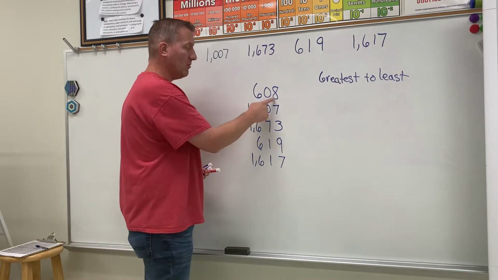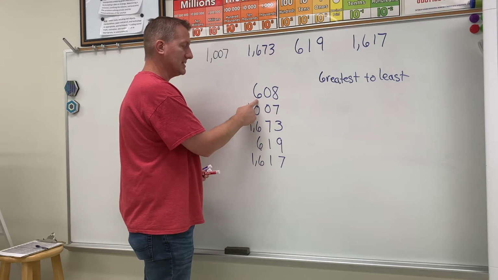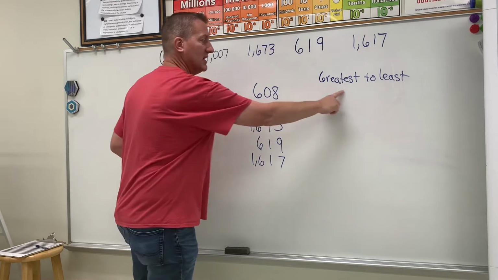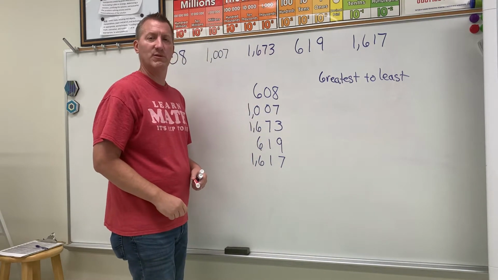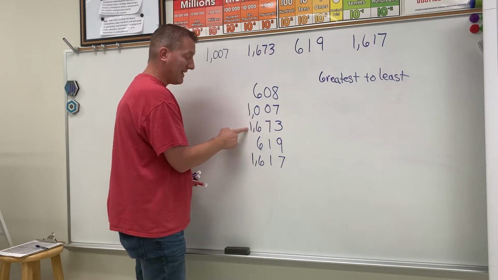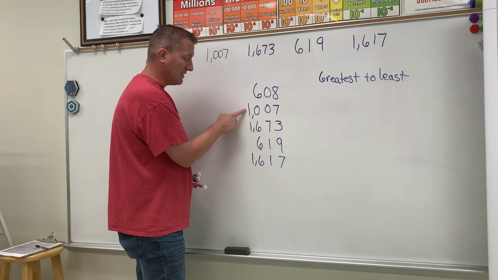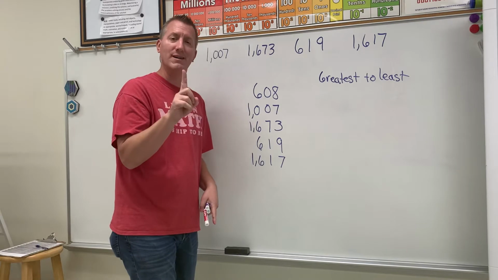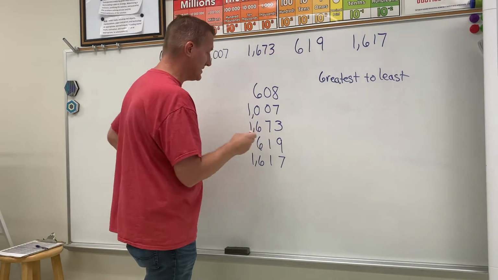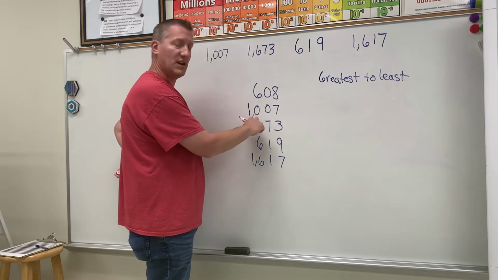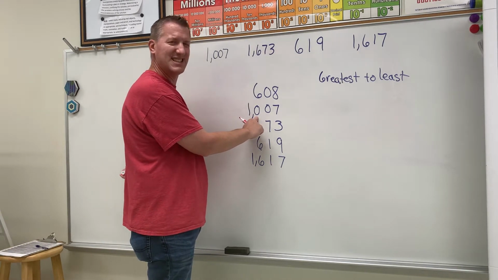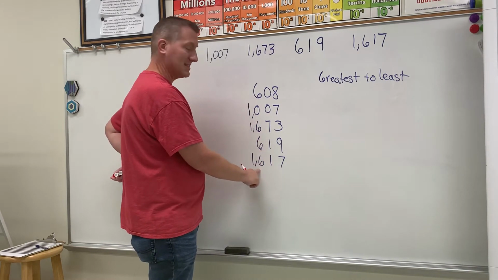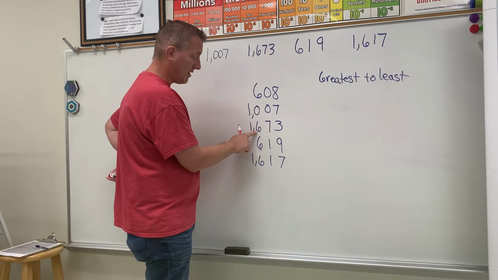So you know this is the ones, this is the tens, this is the hundreds, and this is the thousands place. So the thousands place is the largest, because remember we want to start off with the greatest one. So thousands is the largest, and these three numbers right here have digits in the thousands place, but they're all one. They're all the same digits. So then you're going to have to look at the hundreds place. Now this is a 0 in the hundreds place. That's not very high. This is a 6, and this is a 6. So these two are the same.